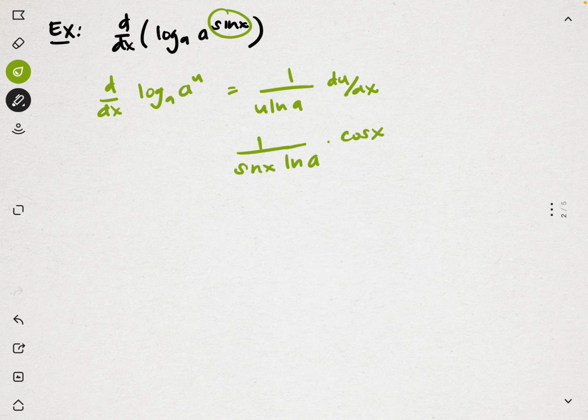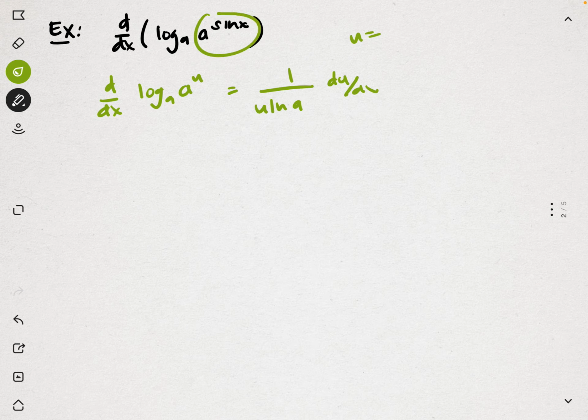Oh, sorry, we did this wrong. All right, so our u is actually this whole thing here. So the form is wrong, I wrote it wrong. It's log base a of u. Sorry for the mix-up. All right, so our u would be a to the sine x. So when we do this, we have 1 over u, which is a to the sine x, ln a.